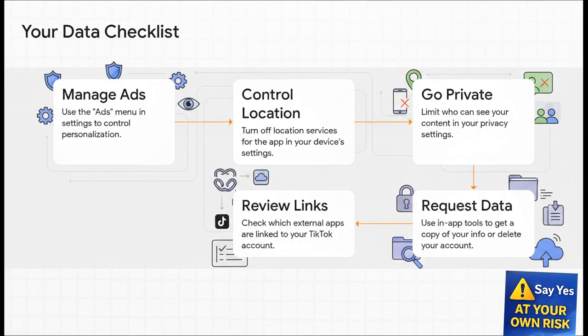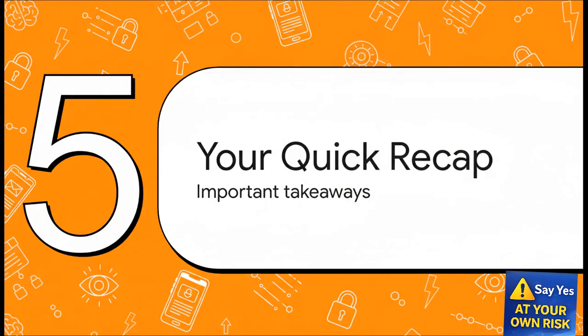Yeah, these are all real, actionable steps you can take, and they come straight from the Your Rights and Choices section of their privacy policy. You can go into your settings and limit ad personalization. You can turn off precise location services on your phone. You can make your account private, and you can even request a full copy of all the data they have on you.